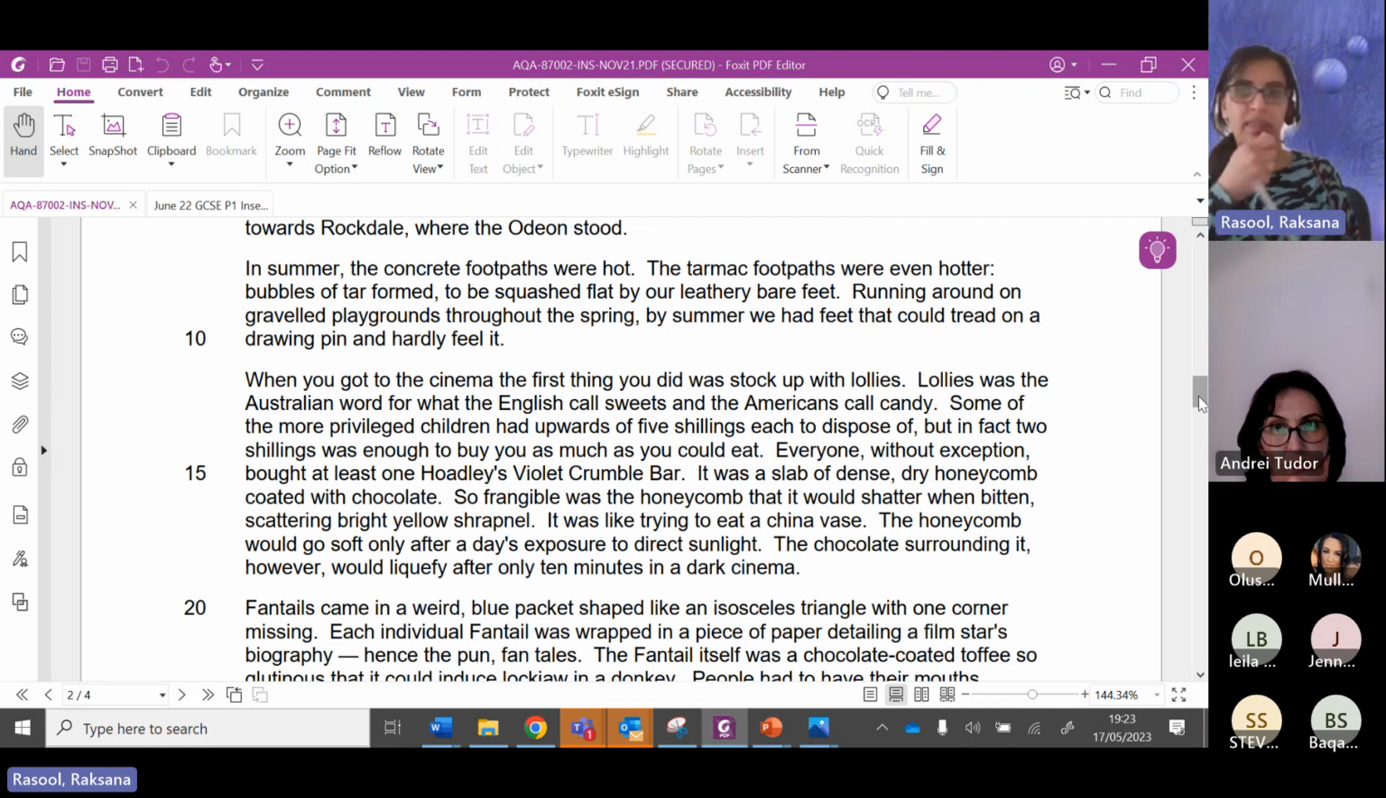So they're not lollies like we think, lollipops, okay? They're sweets basically, or candy that Americans call.